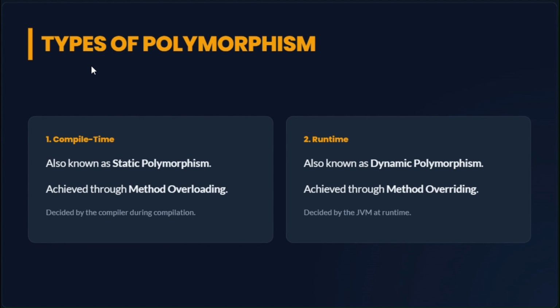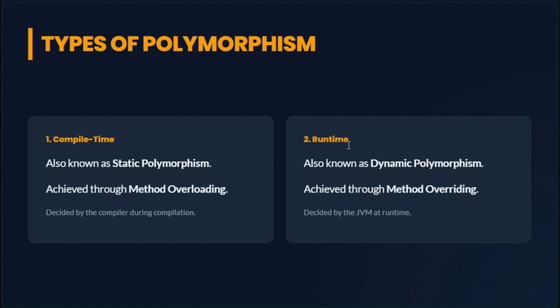In Java, polymorphism is split into two distinct categories. The first is compile time polymorphism, also known as static polymorphism. This is achieved through overloading. The computer knows exactly which version of the method to call while it's compiling your code.